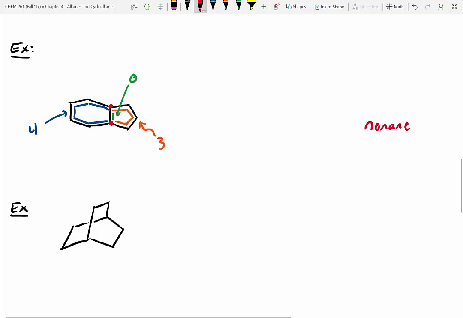So let's fill that in the brackets from largest to smallest. This would be 4.3.0. And again, we want to put in that bicyclo in the beginning to indicate that it's a fused ring system. So this would be bicyclo[4.3.0]nonane. All right, let's do another one down below. Again, we want to identify the total number of carbons in the ring system. So this would be 8 carbons, so this would be an octane.